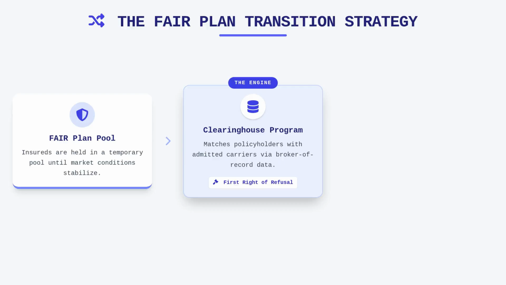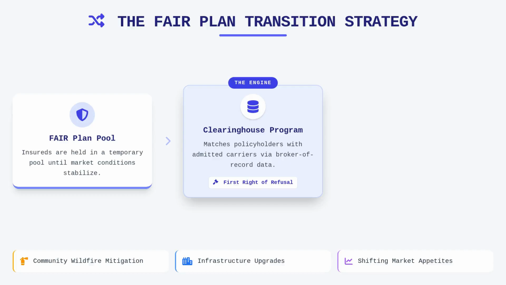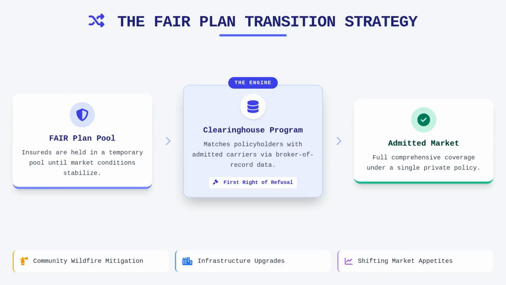This database allows admitted carriers to review policy data and proactively offer comprehensive coverage options to consumers through their established brokers of record. When local infrastructure upgrades, community wildfire mitigation efforts, or shifting market appetites reduce the area's perceived fire risk, private carriers often return to write business.